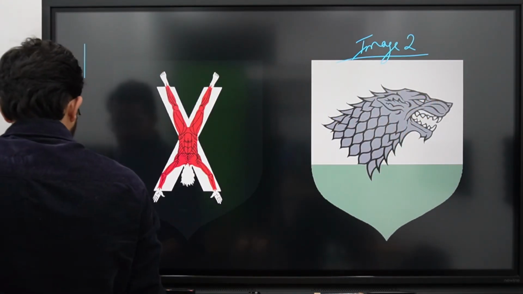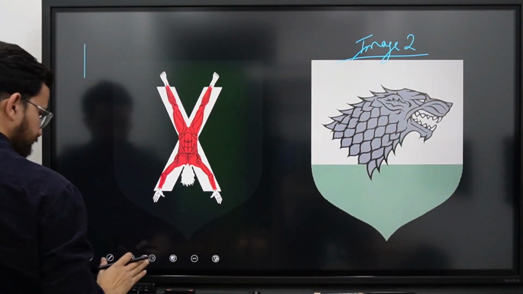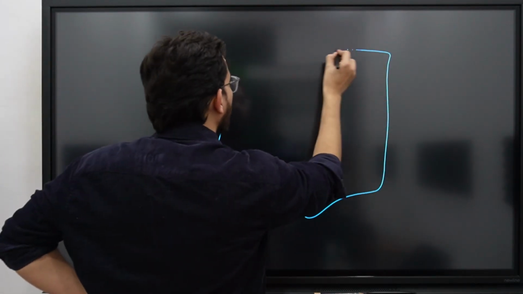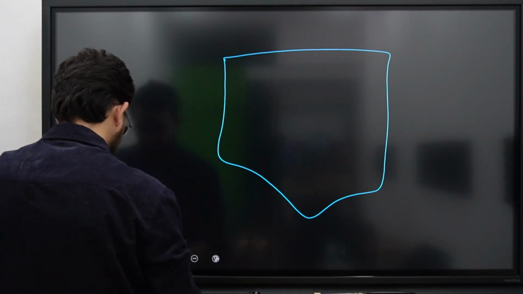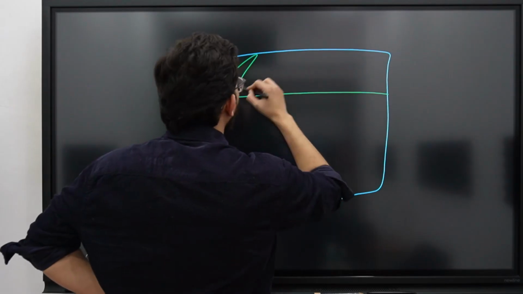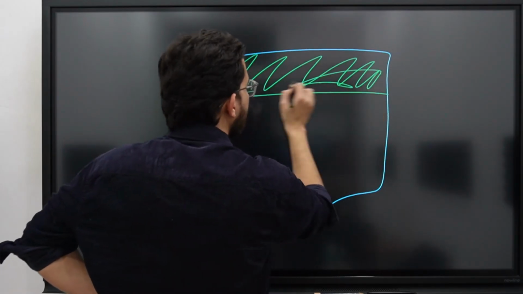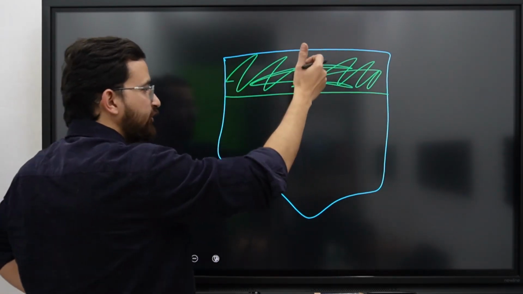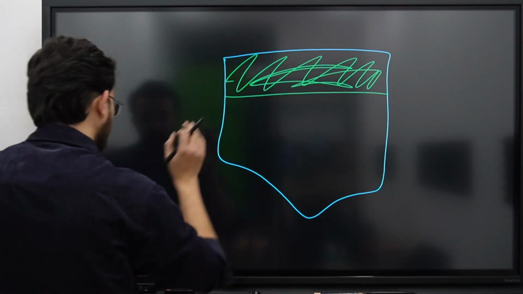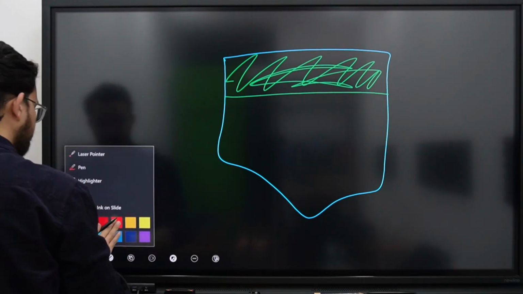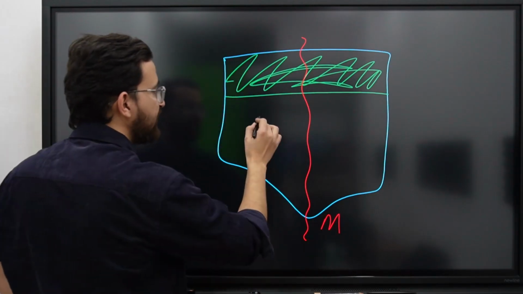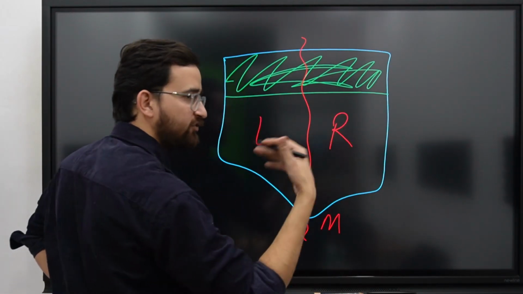Do you see the flag in image 2? So the flag in image 2 is something like this. But there is an additional point. It has two colors. Okay, so it has a green color at the top and an off-white color at the bottom. Do you see any symmetry? Yes, you can imagine that there is a mirror plane here. Why? Because the left part is an exact copy of the right part.